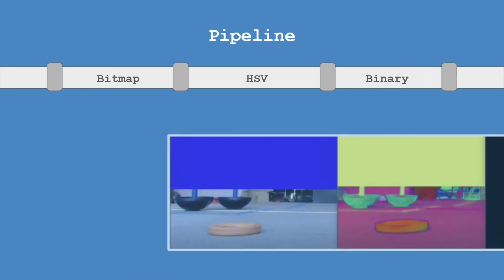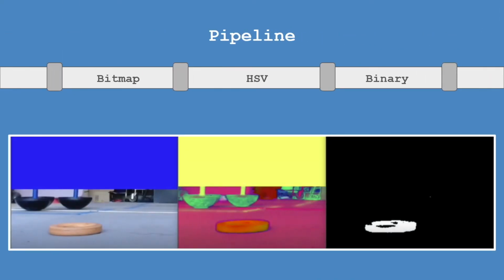The next step is thresholding. You run each pixel through a filter and focus on the hue or color of orange. We then convert each pixel to a binary value of 0 or 1 as shown on the right. We count the binary pixels to determine the number of rings on the field.